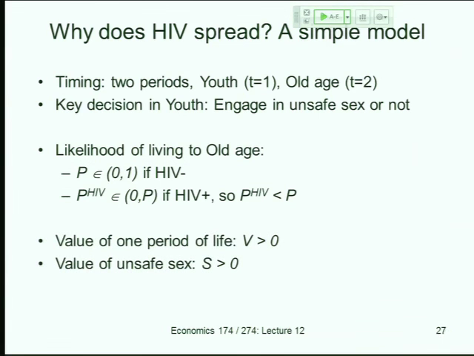Why do people want to live to old age? Well, they value being alive. And we're not going to talk about why that is, but there's some value V of being alive. You want to live to old age. That's going to be the assumption. But there's also some value of unsafe sex. Maybe it's easier. You don't have to think about it. You don't have to pay the money for a condom. Maybe it's more fun. Whatever. All those things are in S. This is the value of unsafe sex.